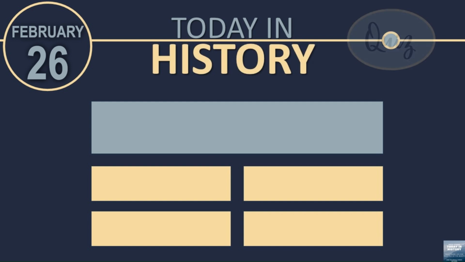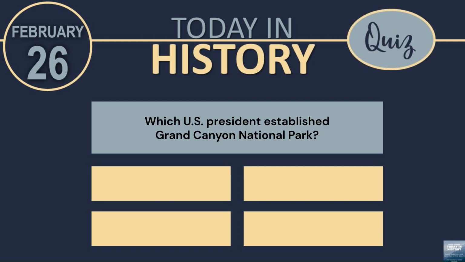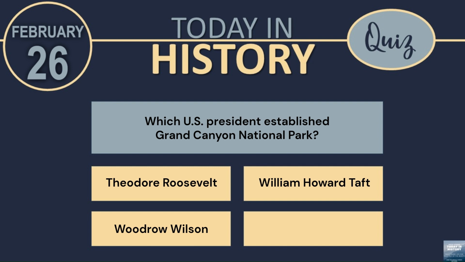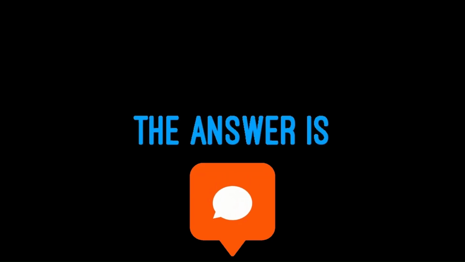And now it's time for our Today in History quiz. Which U.S. president established Grand Canyon National Park? Theodore Roosevelt, William Howard Taft, Woodrow Wilson, or Warren G. Harding? Think you know the answer?